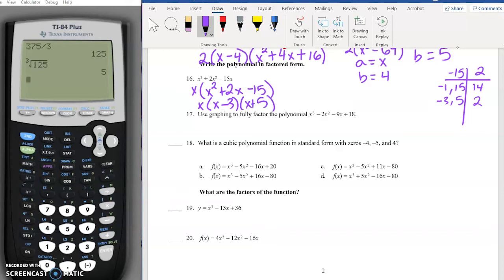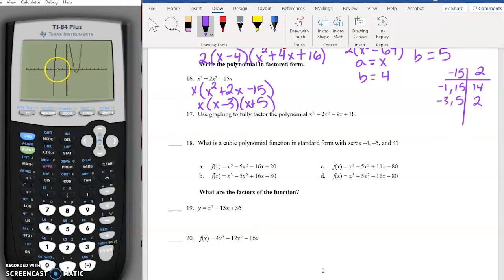Looking at 17, it tells us to use graphing because, again, this is a 4-term polynomial. So I'm just going to go to y equals. We're going to go ahead and do x cubed minus 2x squared minus 9x plus 18. I have to get out of the exponent. We're going to go graph him in the calculator.